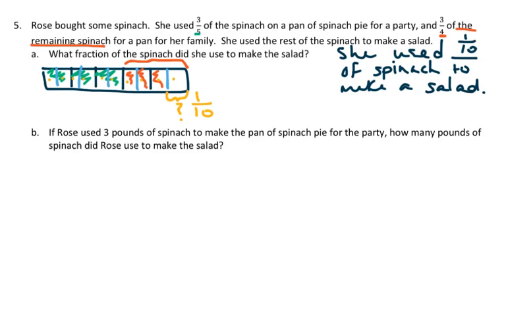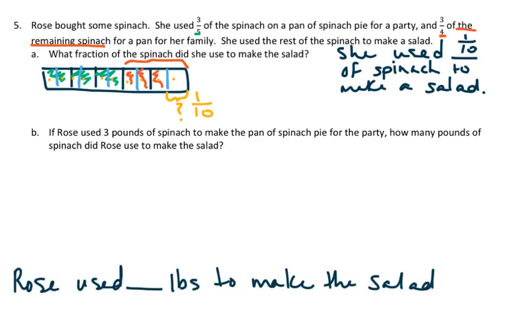So part B reads, if Rose used 3 pounds of spinach to make the pan of spinach pie for the party, how many pounds of spinach did Rose use to make the salad? So let's do our target sentence. It says, Rose used blank pounds to make the salad. So I'm just going to go back to my original up here, and what they're saying is that this amount right here, my original 3/5, is actually 3 pounds.